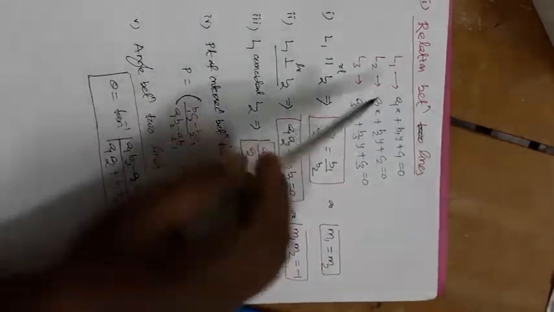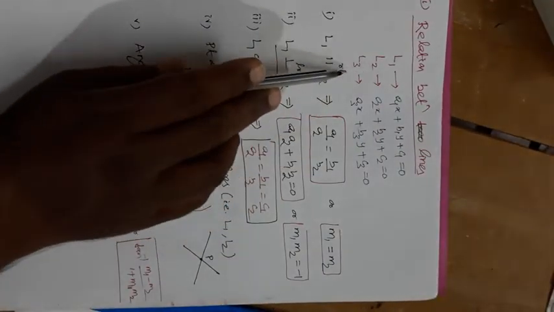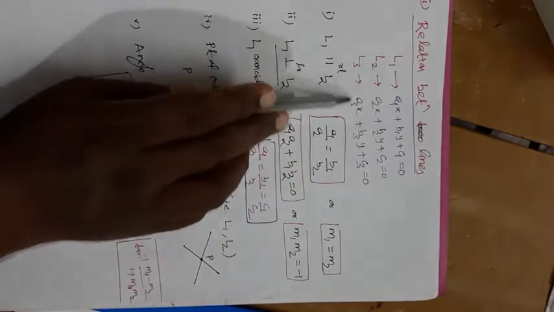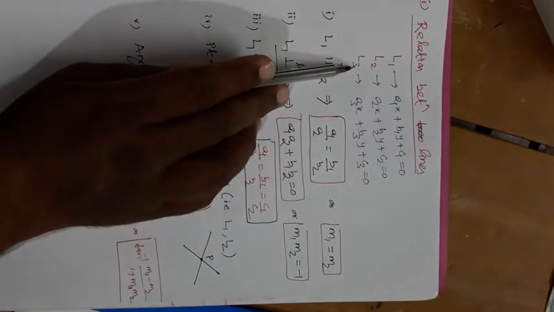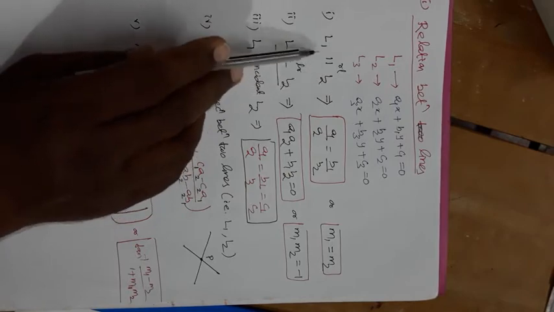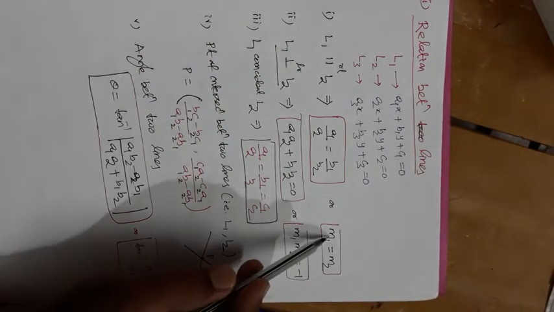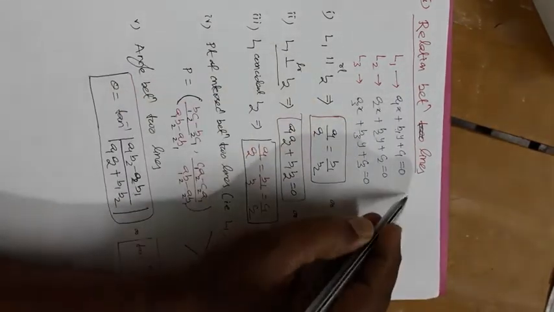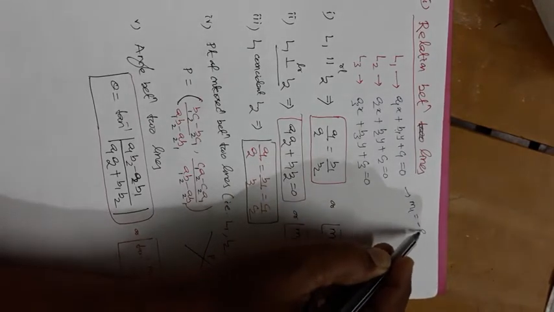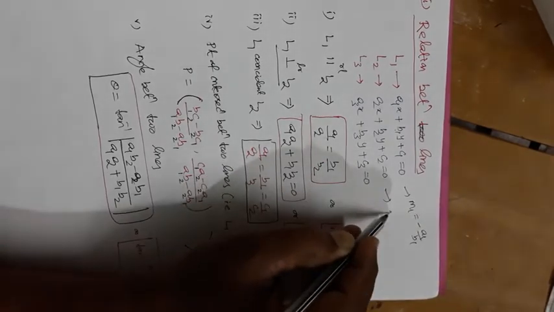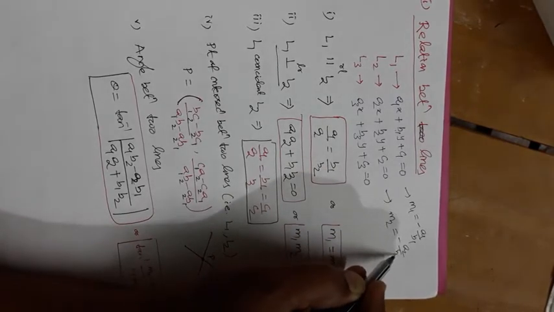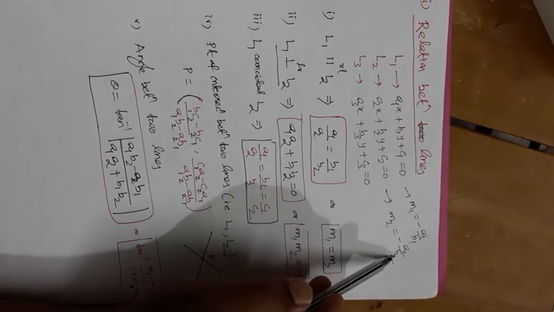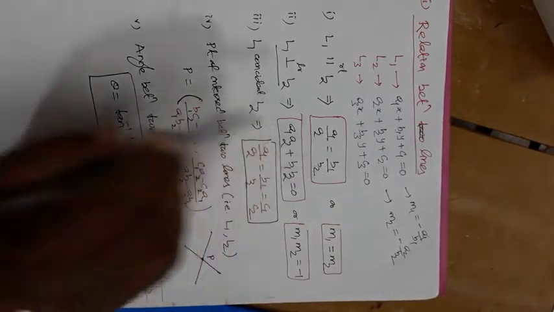Next point, relation between lines. Suppose L1 is a line, L2 is a line, L3 is a line. L1 is a1x plus b1y plus c1 equal to 0, a2x plus b2y plus c2 equal to 0, and a3x plus b3y plus c3 equal to 0 is the third line. Suppose two lines are parallel. I have told you that for parallel lines the slopes are equal. The slope of the first line is m1, which is minus a1 by b1. The slope of the second line is m2, which is minus a2 by b2. When two lines are parallel, minus a1 by b1 is equal to minus a2 by b2. So a1 by a2 is equal to b1 by b2.